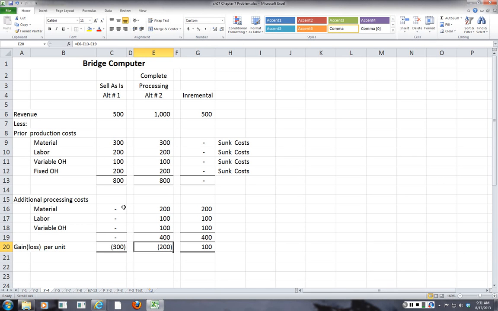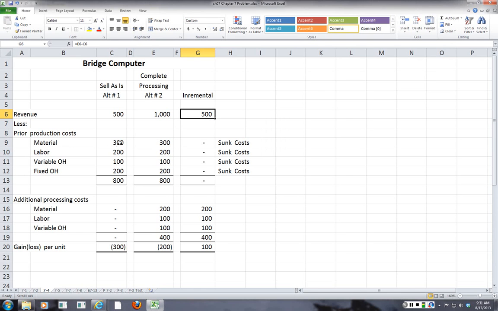But the problem is, can you sell a partially completed unit? And you can't. So they're going to have to spend another $400 to get it computer ready. And as you can see, they're going to lose $200 per unit. You look at alternative one, they can't sell that because the unit's not complete. But they can sell it for $1,000 if they spend another $400. So what should they do? If they spend another $400, they'll have an incremental revenue of $500 per unit.